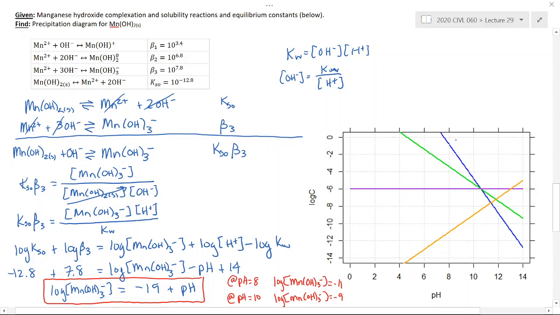On my plot over here, the blue line represents the free ion. The green line represents equilibrium with the first complex, the purple line represents equilibrium with the second complex, and the orange line represents equilibrium with the third complex. Those are the equations of the lines on the precipitation diagram. In the next video, I'll go over how to interpret this.